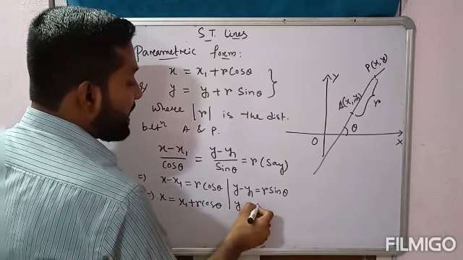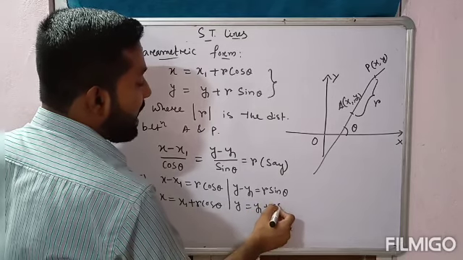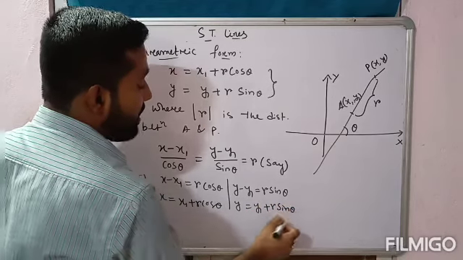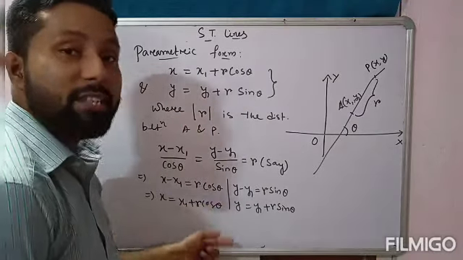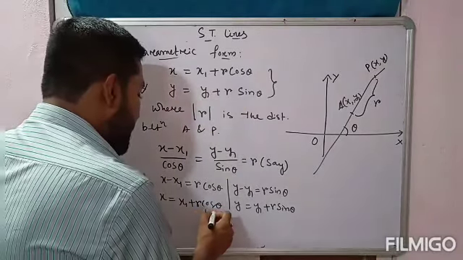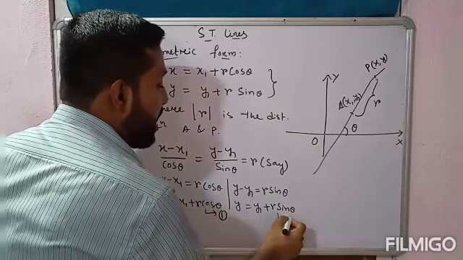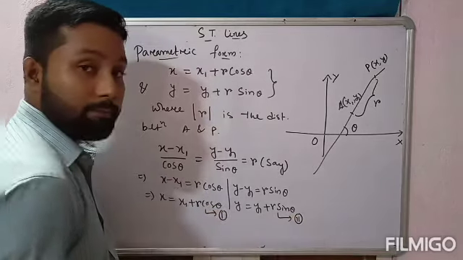Or y equal to, we can write it as y1 plus r sin theta. Yes or no? So यही तो इक्वेशन है पैरामेट्रिक फॉर्म में. तो देखो सिमेट्रिक फॉर्म से इसको डिराइव किया गया है. ठीक है. Let us consider this one as equation number 1 and this is say equation number 2, right?